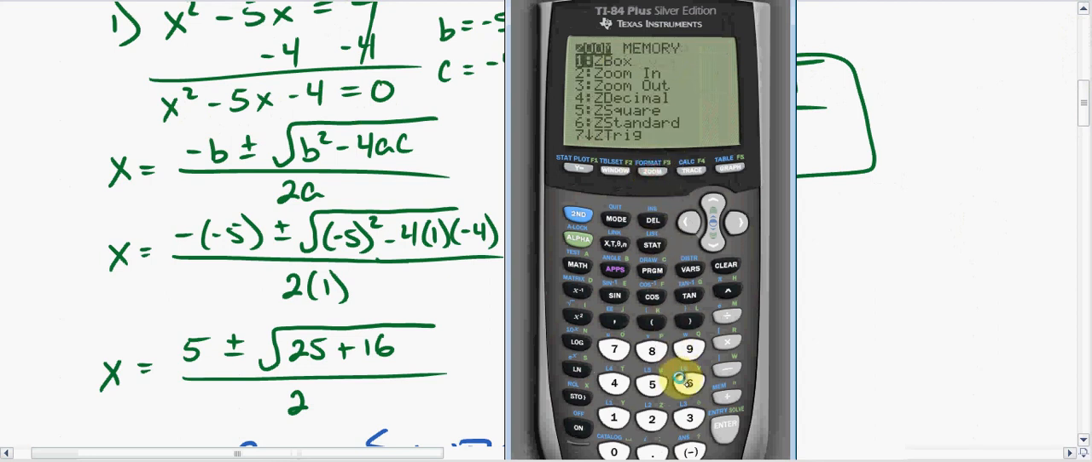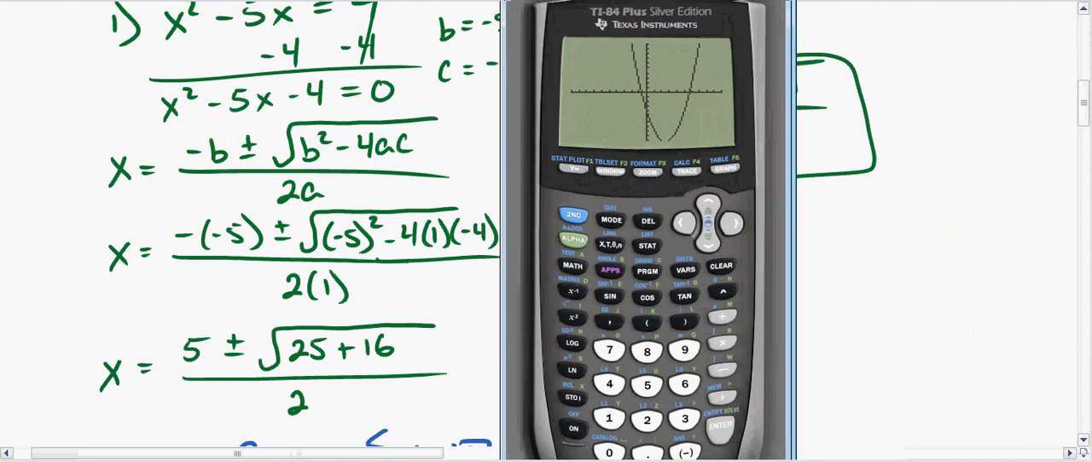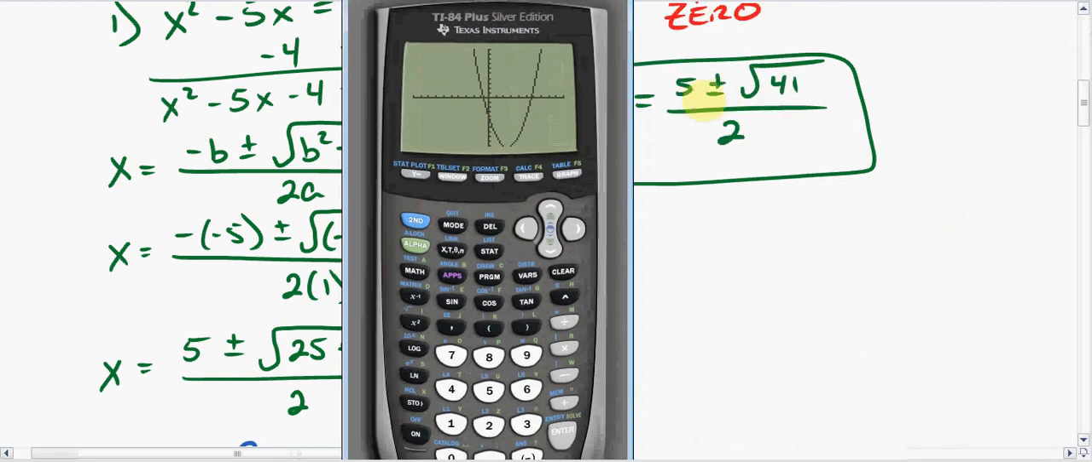So I'm going to go to zoom 6, and we're going to get a nice visual representation of what this graph looks like. And we do in fact have two zeros right here. This is 5 minus the square root of 41 divided by 2. And this root here would be 5 plus the square root of 41 divided by 2. And that's part 1.